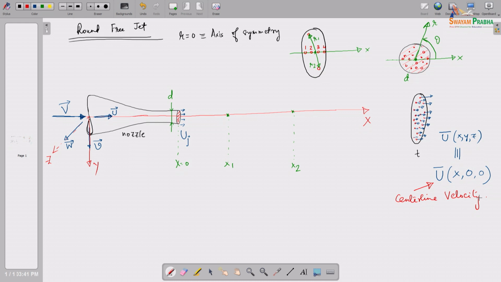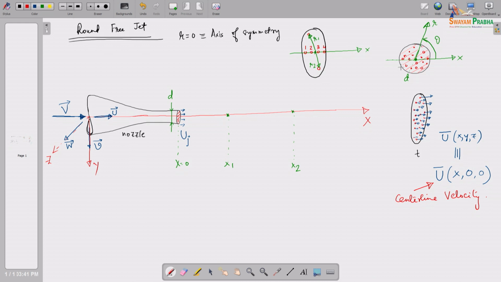Essentially, all I am saying is you take the mean velocity at locations which are lying on the x axis, such that y is 0, and if I were to look at it in these coordinates, the radial vector is 0.